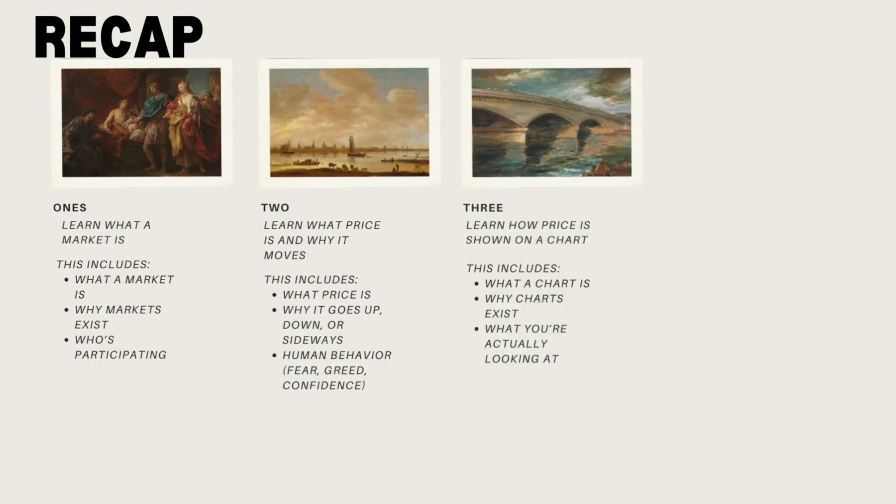Number 3 was to learn how price is shown on a chart. This includes, again, learning what literally a chart is, why charts exist, and what you're actually looking at. Remember, charts don't predict anything. They just show information of what's happening now. Charts just show a bunch of candlesticks, and candlesticks show you where price started and ended in that specific market. So you want to learn how price is shown on a chart, and also you want to learn how to read it, which is step number 4.